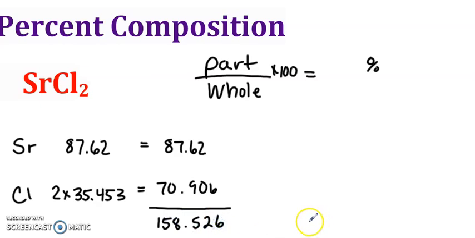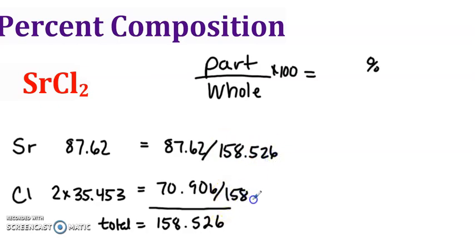Okay, so now we're going to take each one of these parts. We figured out what the total is right here. That's what this is. And we're going to take each part and divide it by the whole. So here is the 158.526 divided by 158.526. Okay, and then don't forget to multiply it by 100 or else move the decimal over twice. And so let's figure out those two values.